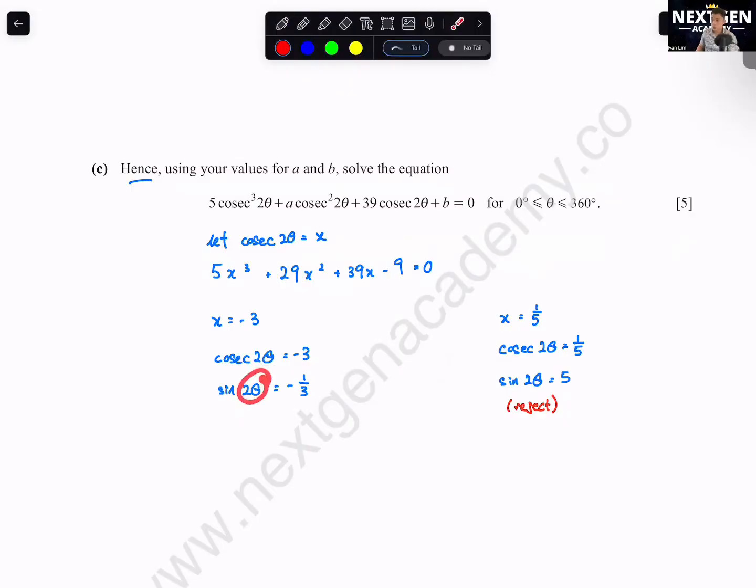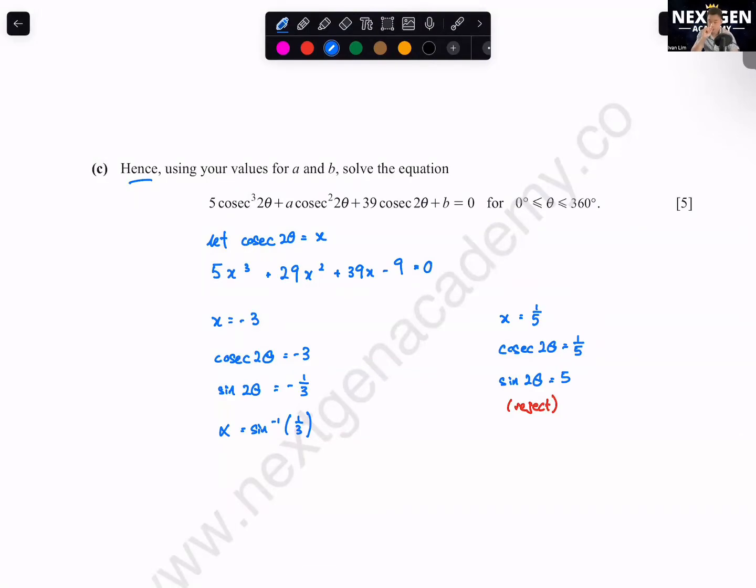Okay, now here is 2 theta. The range that they give you here is for theta. So remember, you have to refer back to here also when you solve your ASTC. Okay, so over here, what we're going to do is you need to find your alpha value first, which is your base angle, sine inverse 1/3.